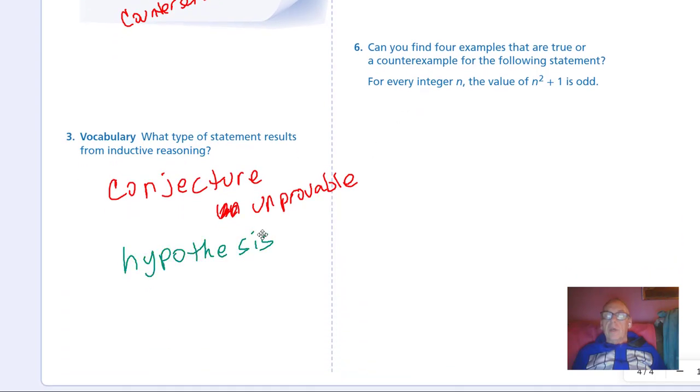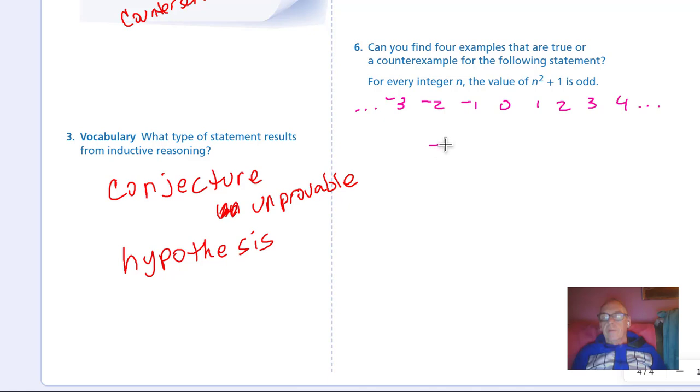Let's look at number 6. Can you find 4 examples that are true or a counterexample? Counterexample means untrue for the following statement. For every integer n, the value of n squared plus 1 is odd. So let's talk about the integers again. Integers could be negative whole numbers and positive whole numbers. Those are the integers. They keep on going in both directions.